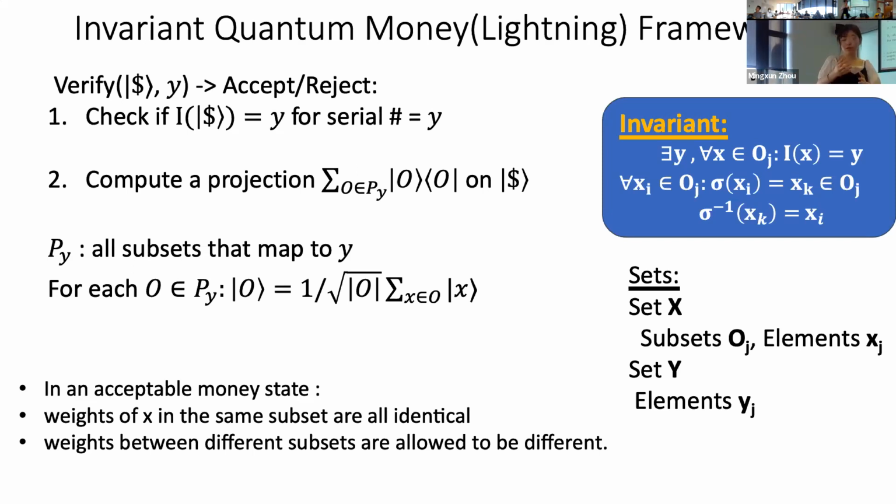But in general, a projection is something where you know the description of the quantum state. And you are projecting a given quantum state onto it, and basically you're checking whether this is equivalent to this description of the projection. And if it is, it would give you one, which means accept. If it is not, it might destroy the state, but you are okay with it because it's an invalid money state.